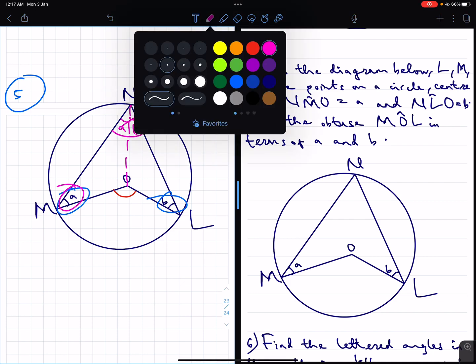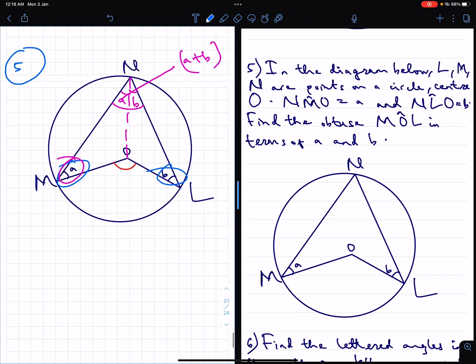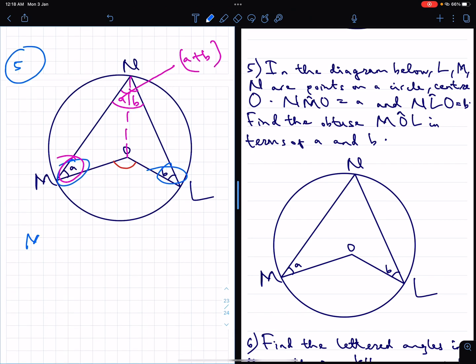That's A plus B. So therefore, obtuse angle MOL is equal to 2 times angle MNL. Angle at center is twice angle at circumference, and that's 2 times (A plus B). That's it, very very simply. That was a piece of cake.